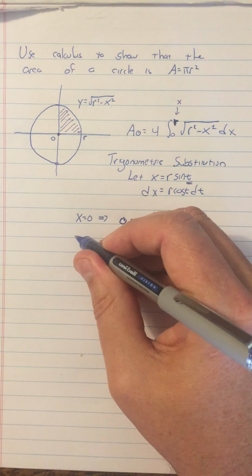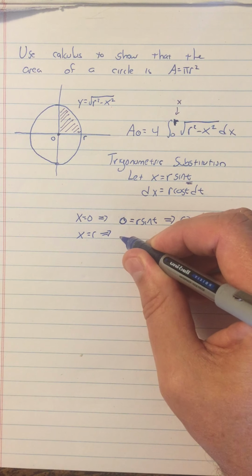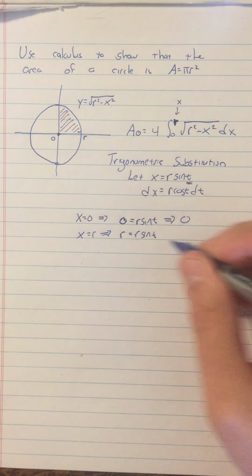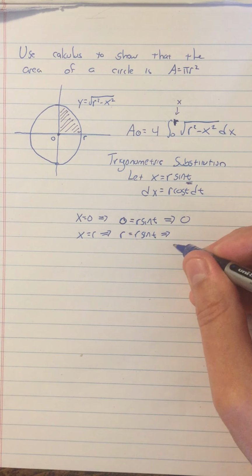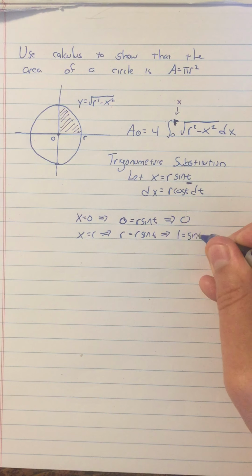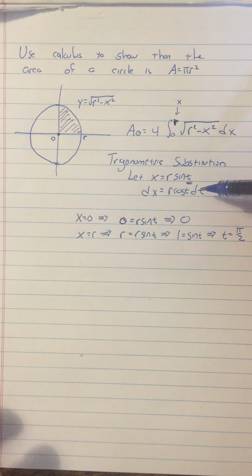All right, and then when x equals r, what's going on? Then when x equals r, we have r equals r sine t. All right, that's just substituting the r in right there. So that tells you that 1 equals sine of t, and we know that sine of t is equal to 1 when t is equal to pi over 2.